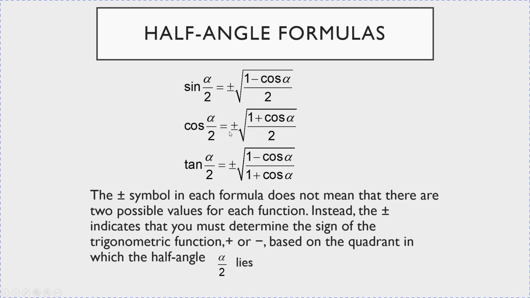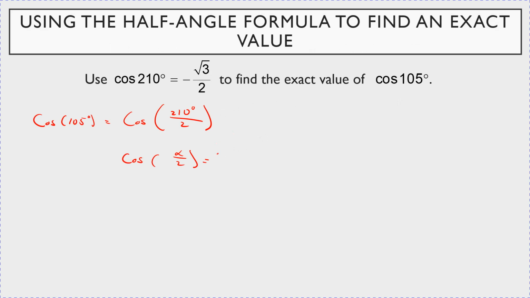But now I have to remember, is it going to be a plus or minus here? So it's 1 plus cosine of alpha divided by 2. Well, look. 105 is a quadrant 2 angle. We know cosine is negative in quadrant 2. So this is going to be negative. So it's going to be negative the square root of 1 plus cosine of 210 divided by 2.